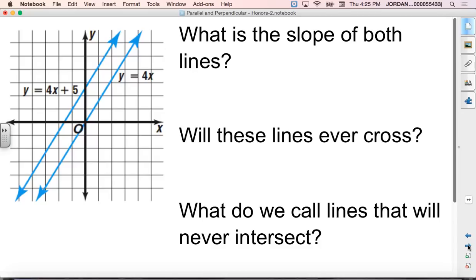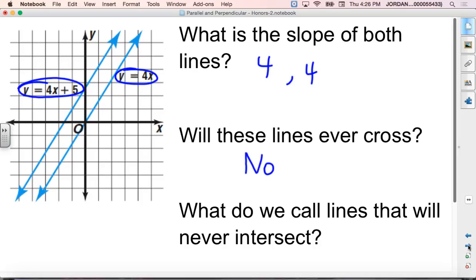Alright, so first, what is the slope of both of these lines? So the line on the left, and we see that this is slope-intercept form right here. So again, the slope is the number that's in front of x, so we can see that the slope of the first line on the left is 4, and the slope of the line on the right, the number in front of x, is also 4. Okay, so both of them have the same slope, 4 and 4. This says, will these lines ever cross? Doesn't look like it, so we'll say no.